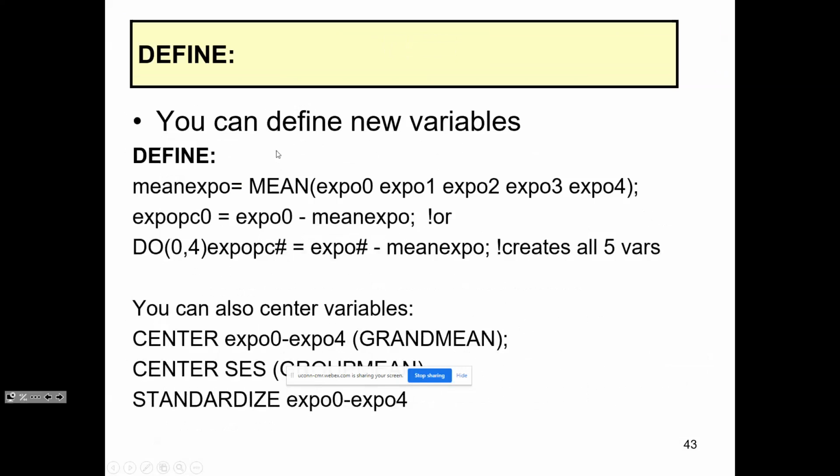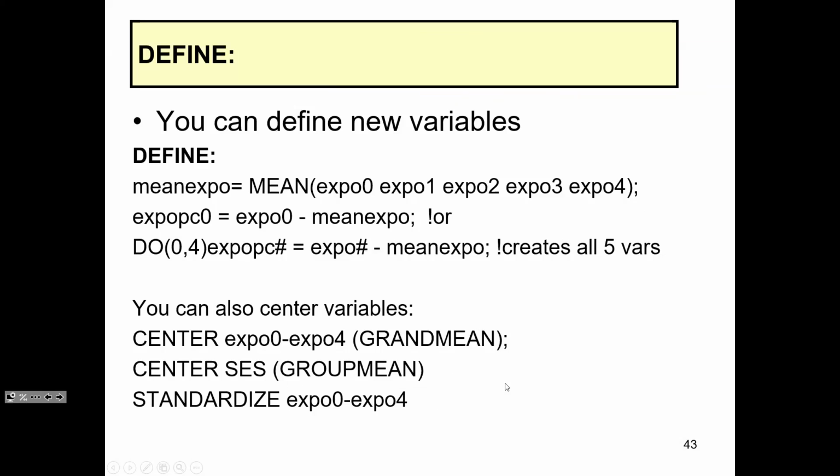You can also define new variables in Mplus pretty easily. This comes in handy when you're centering stuff. So in the define command, you say define colon. For example, if you wanted to create a new variable that's the mean of a set of variables, you can go mean expo equals mean of all of these exposure variables. That would define a new variable that's the mean of these 5 variables.